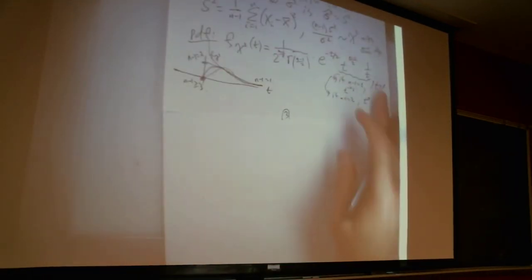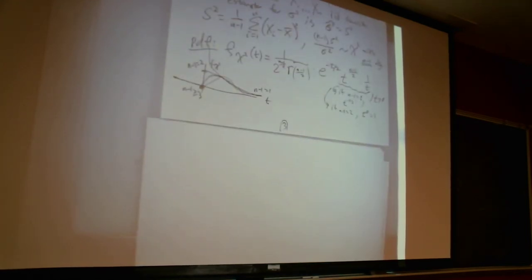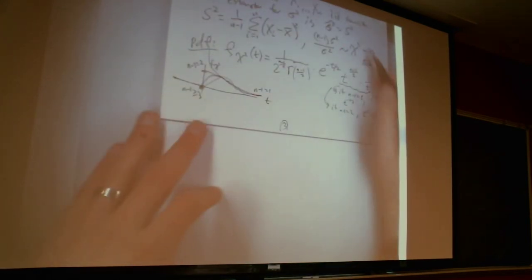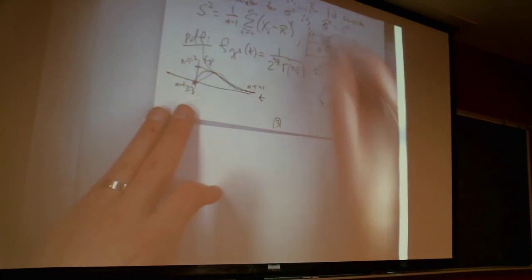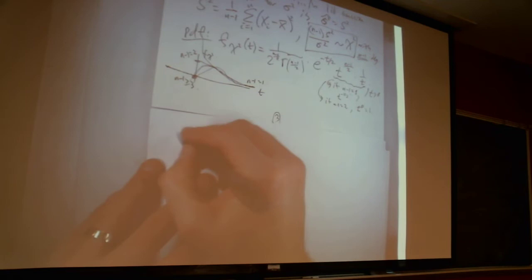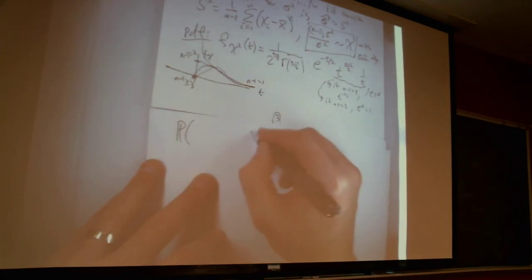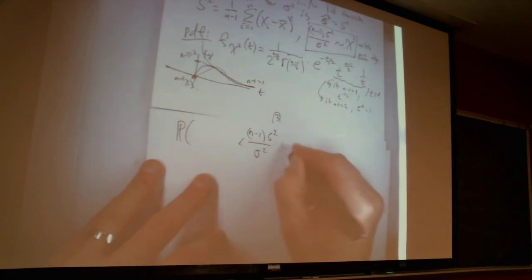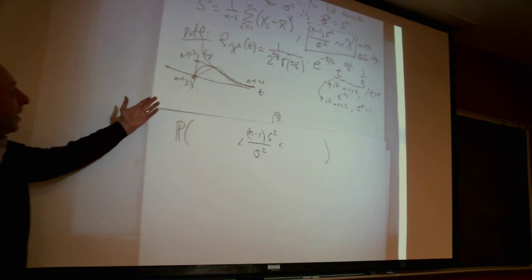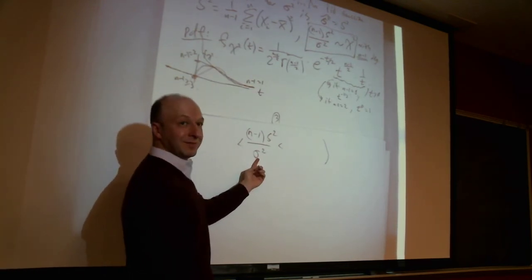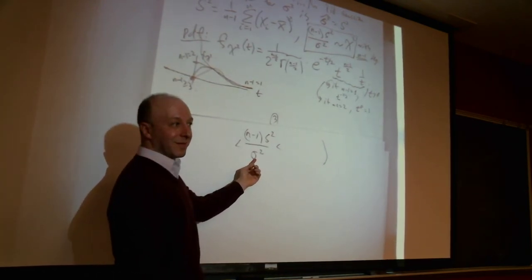Does everybody follow? Does everybody anticipate what my next step is going to be? So here's this expression. That means that the probability that n minus 1 s squared over sigma squared lies between two numbers is given by an integral that doesn't depend on sigma. So we can evaluate it.